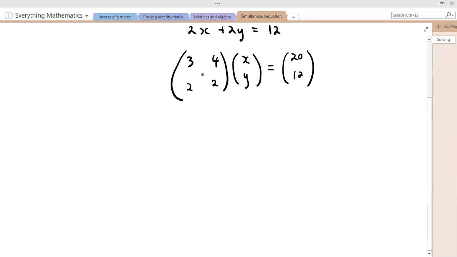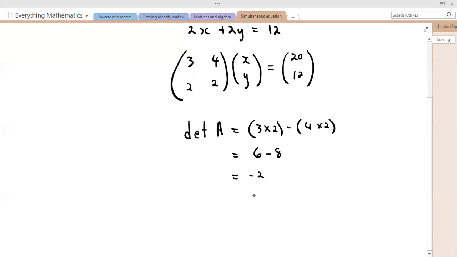So now we have to find the inverse of this matrix so that we can multiply by this other side. So let's start with the determinant. Let's call this matrix A. So the determinant of A again is leading diagonal, so that's 3 times 2, minus minor diagonal, which is 4 times 2. And that will be the same as 6 minus 8, which is equal to -2.